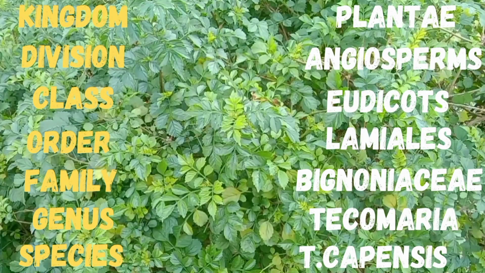Taxonomic classification of Tecomaria capensis plant. Kingdom: Plantae. Phylum: Angiosperms. Class: Eudicots. Order: Lamiales. Family: Bignoniaceae. Genus: Tecomaria. Species: Tecomaria capensis.